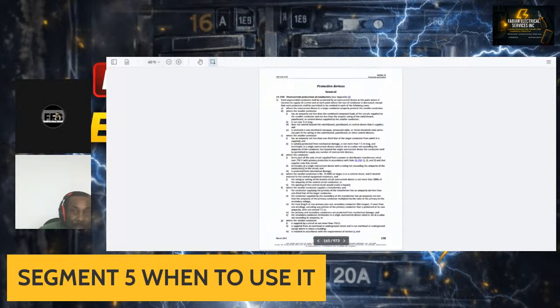So I'm going to go over that rule again. 14-100, overcurrent protection of conductors, tells you to see Appendix B. Each underground conductor shall be protected by an overcurrent device at the point where it receives its supply of current, and at each point where the size of conductor is decreased, except that such protection shall be permitted to be omitted in each of the following cases. Where the overcurrent device for a larger conductor properly protects the smaller conductor.